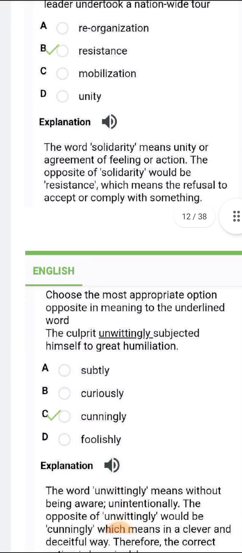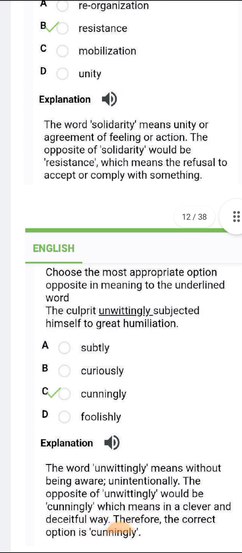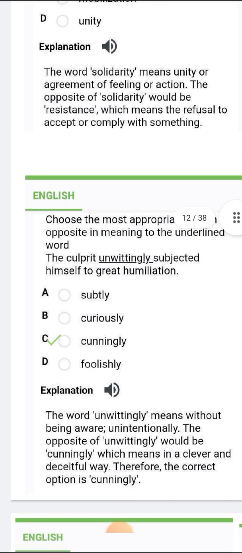All right, so now let's go to the next one, which is unwittingly. Unwittingly, the opposite is cunningly. The word unwittingly means without being aware, unintentionally. The opposite of unwittingly would be cunningly, which means in a clever and deceitful way. Therefore, the correct option is cunningly.